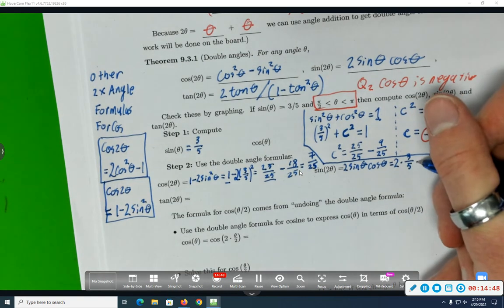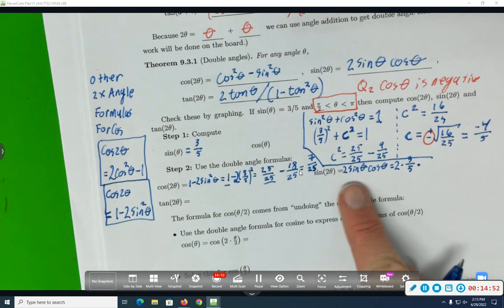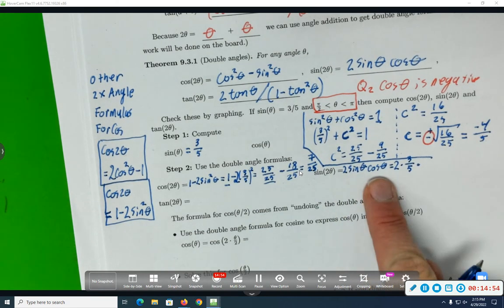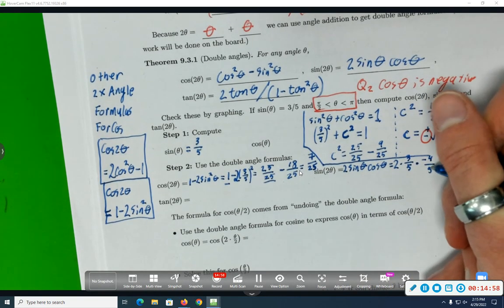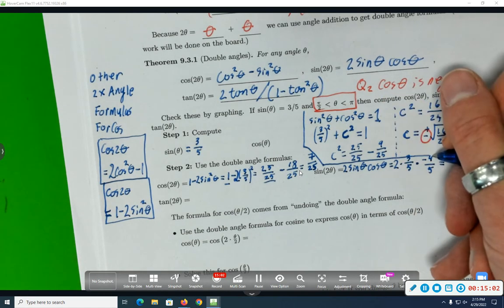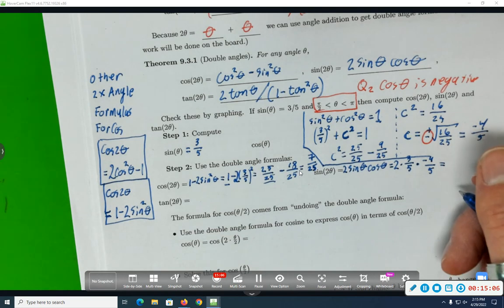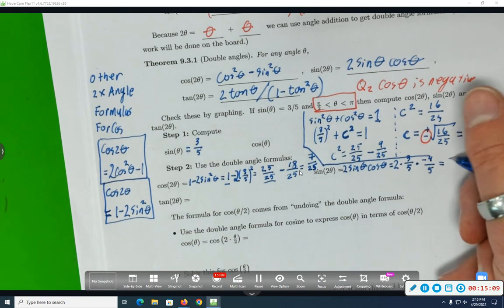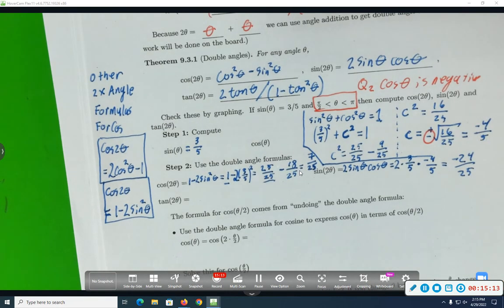Nice. So now that I know what goes here, 2 sine theta cosine theta is 2 times sine theta, which is 3 fifths, times cosine theta, which is negative 4 fifths. 2 times 3, gosh, maybe this is 12, times 2, 24, negative 24 over 25? Yeah. All right, there's the sine of 2 theta.